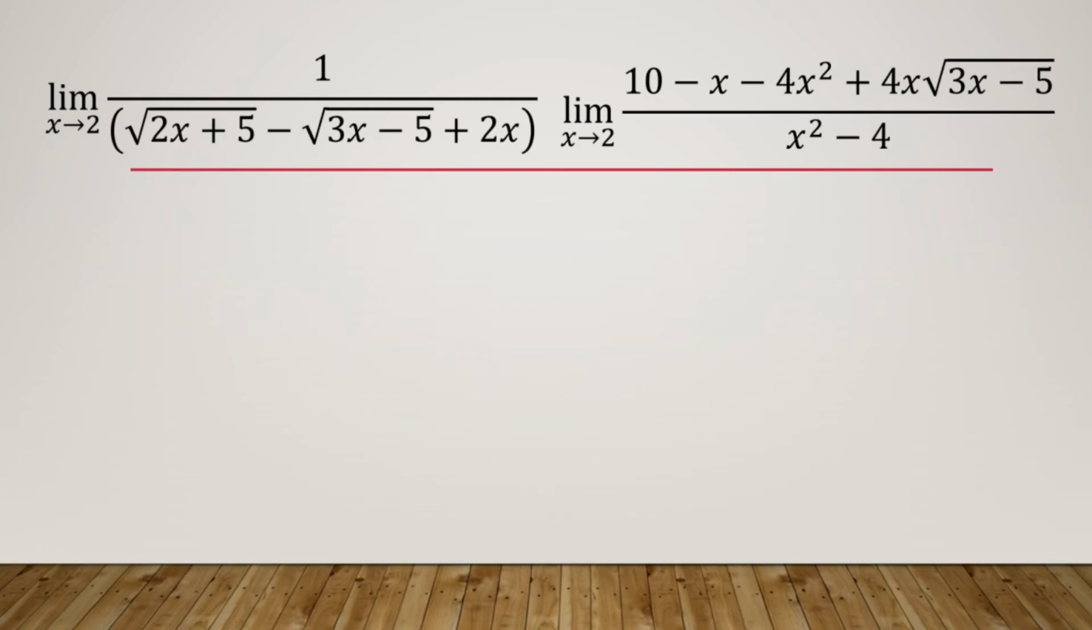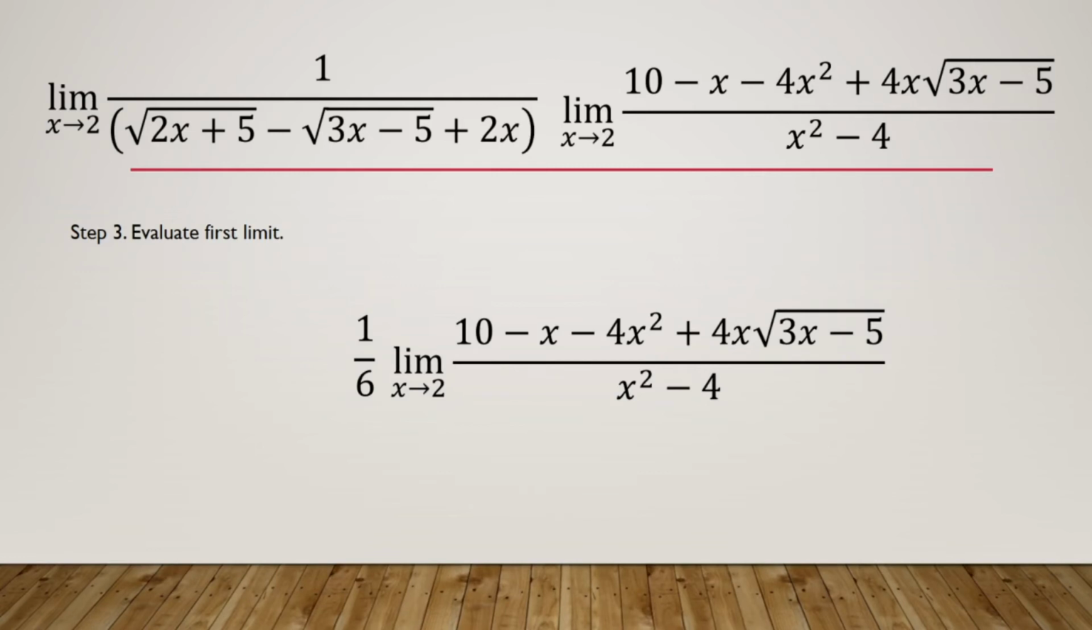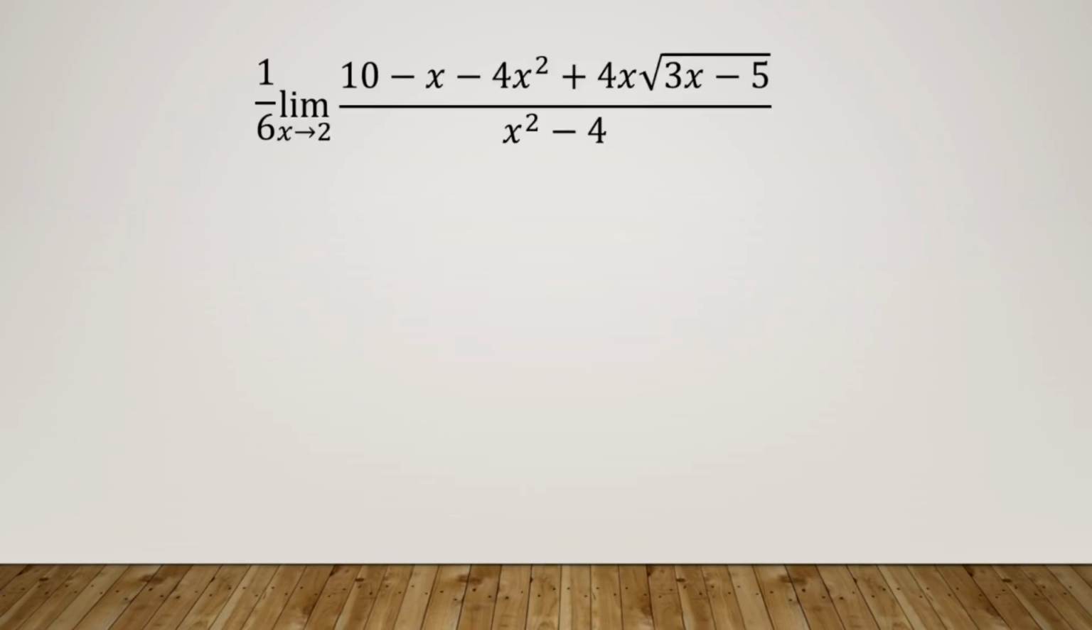Now I can plug in x equals 2 to evaluate the first limit, and I get 1/6. And I'm going to multiply that by the second limit. So my goal is to solve the second limit. In this step, I still have the x squared minus 4 term in the denominator. So what I'm going to do is multiply by the conjugate.